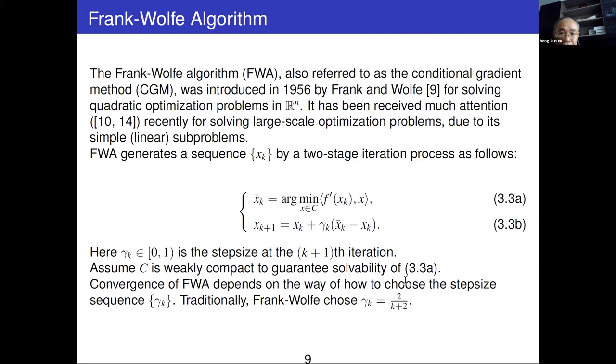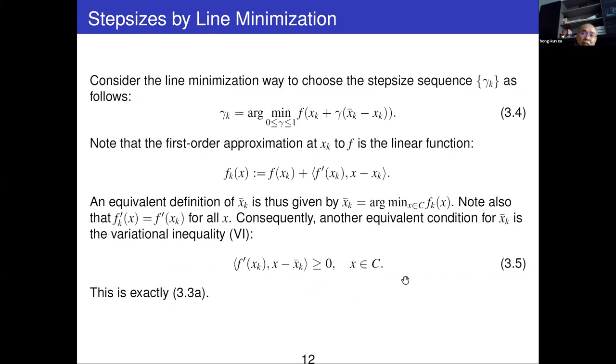Now, there are some ways to choose the step size. One way is to choose the step size by solving this line minimization, which is very traditional. You need to solve this minimization problem of f over this segment, where gamma is between zero and one. This is one way to choose the step size.